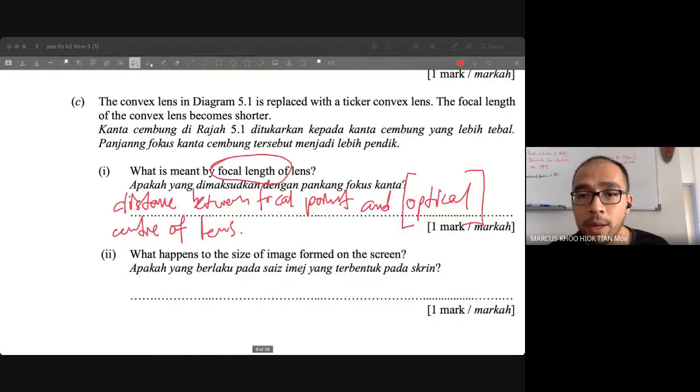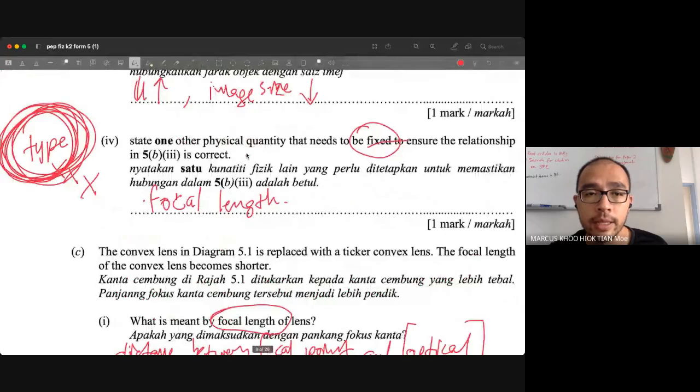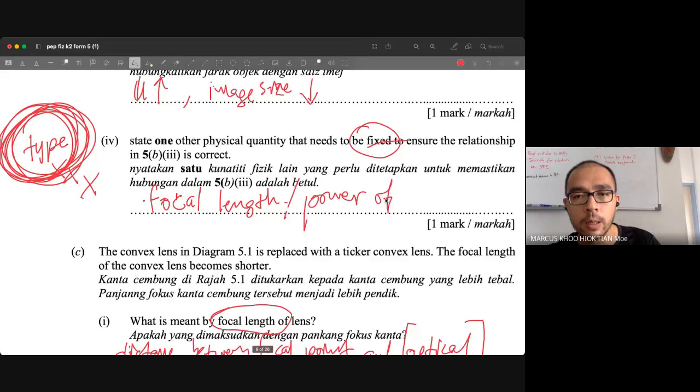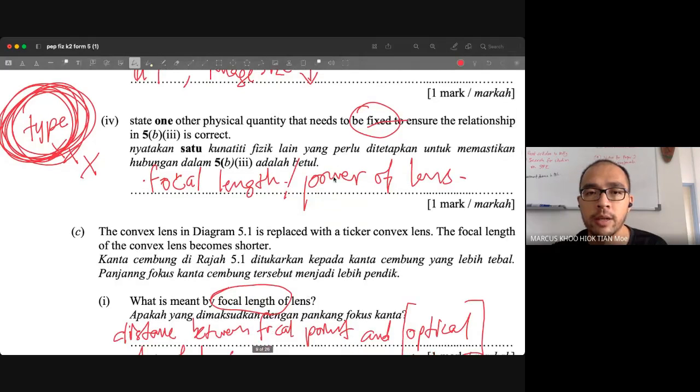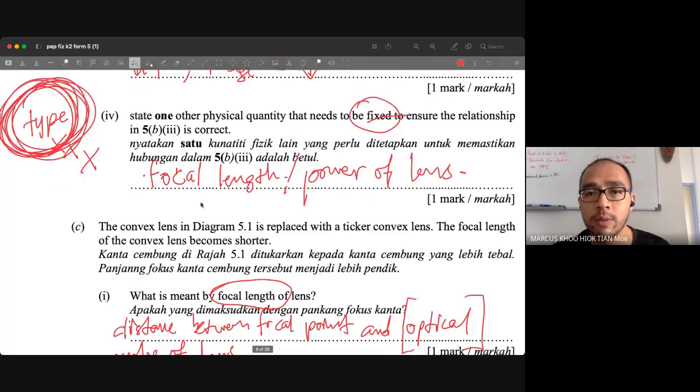There's a question. Why power of lens tidak boleh? Okay lah, power of lens, saya boleh terima. So number 4, kalau kamu jawab power of lens, let me know lah, PM saya, and then I can give you that 1 mark over there. Tapi memang type of lens tidak boleh lah.